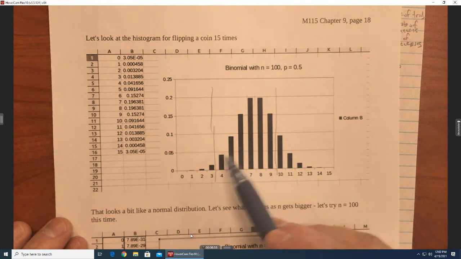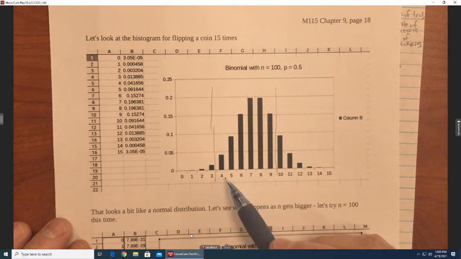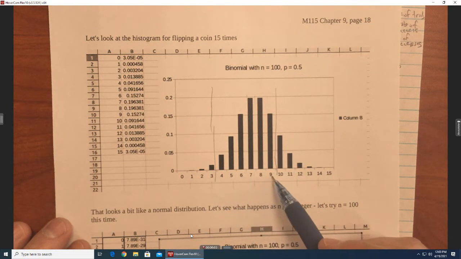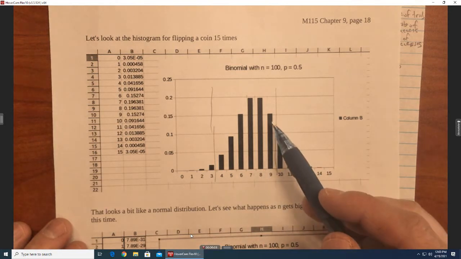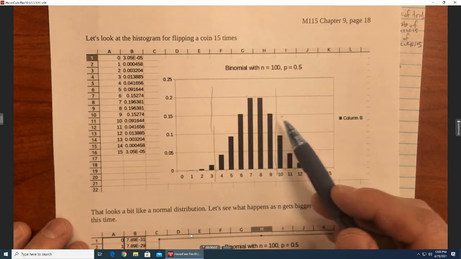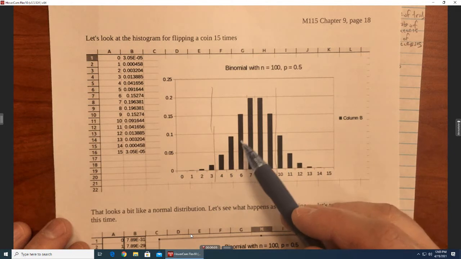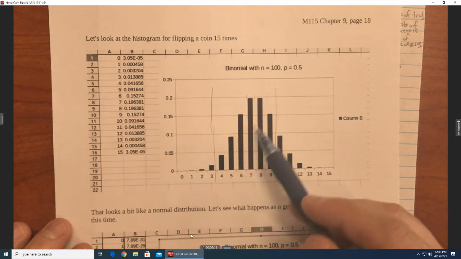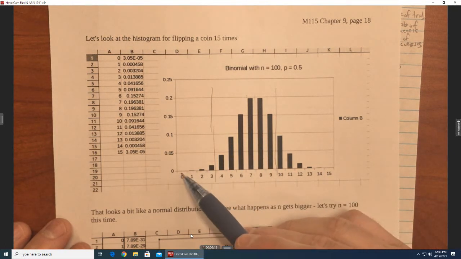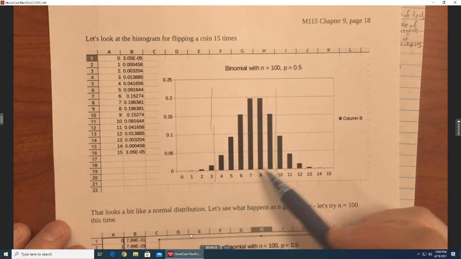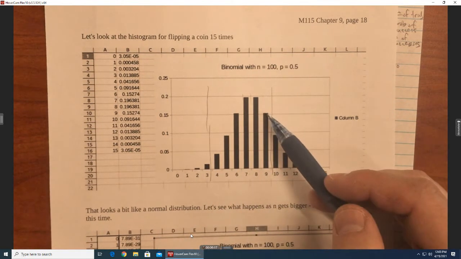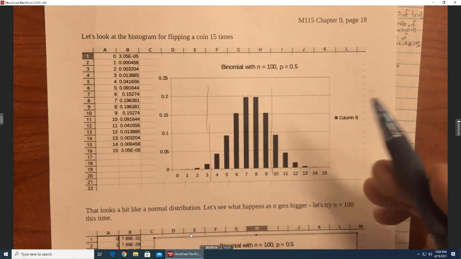If you wanted to look at the probability of being within one of these values, getting 4, 5, 6, 7, 8, or 9 heads, the way the calculator would actually do it is you would use your binomial CDF, figure out the probabilities of all of these, and then subtract off the probabilities of all of these, and then you'd get this number.